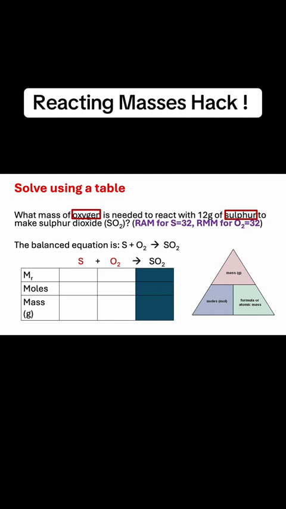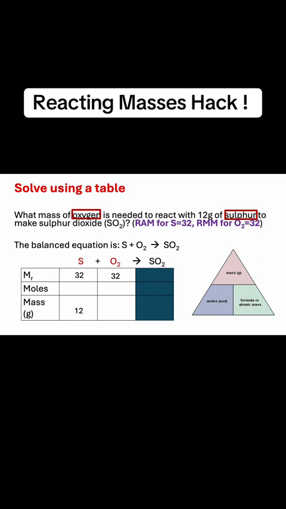Now let's populate the table. The relative atomic mass of sulfur is 32. The relative molecular mass of oxygen is 32. And is there anything else that we can use to populate our table? Yes, 12 grams of sulfur. The question requires us to calculate the mass of oxygen needed. However, we do not have enough information to do that calculation.